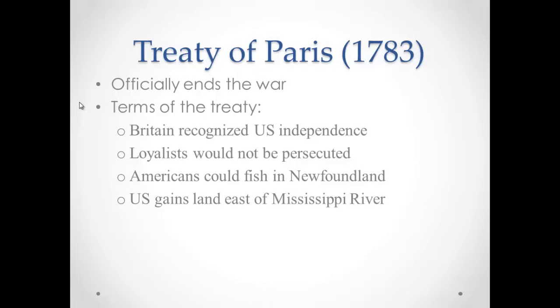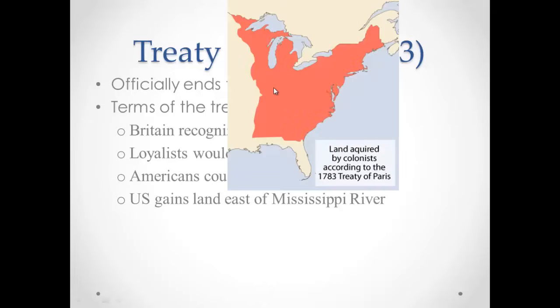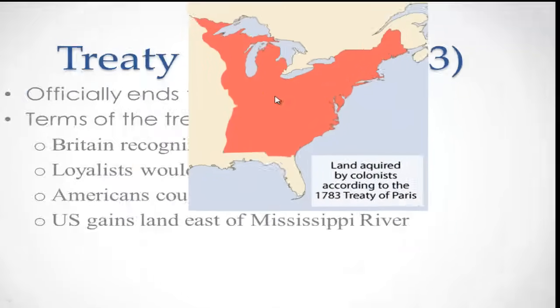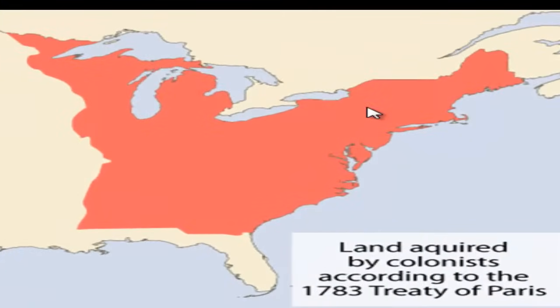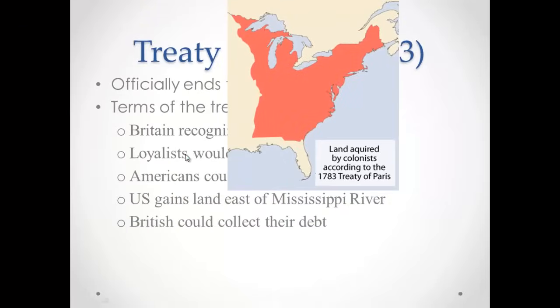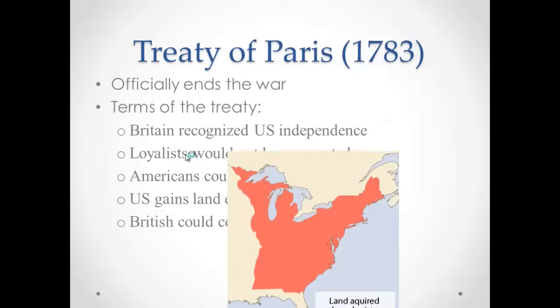U.S. gains land east of the Mississippi River, so all this land here in red now belongs to the United States. So think about, if I can draw this little arrow here, if you follow my arrow, this is kind of where the Appalachian Mountains were. So all this land west, if you think back to the Proclamation Line of 1763, the Americans gain all that land up to the Mississippi River, and Spain is going to be over here. And finally, there were to be no obstacles for British merchants that were collecting their debts.